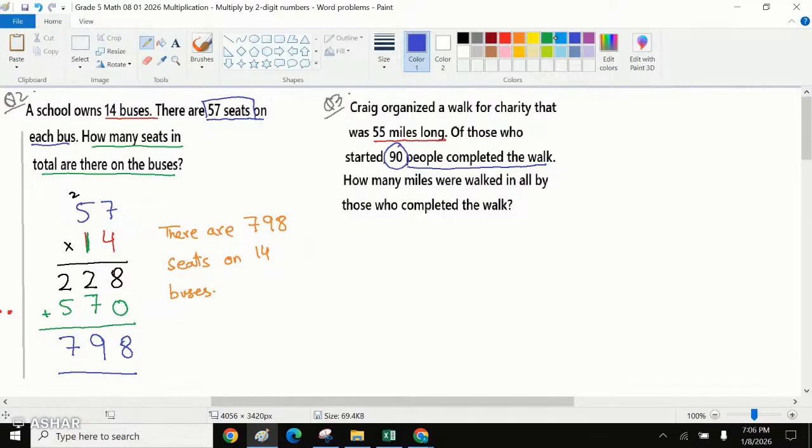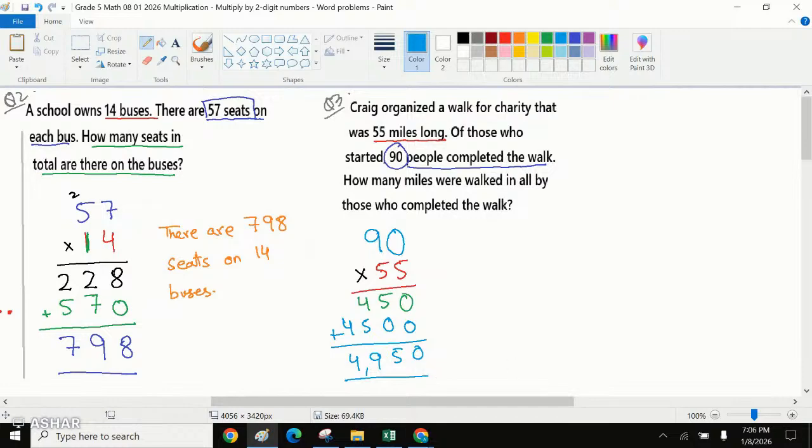So can we say 90 is multiplied by how much was one walk? It was 55 miles long, right? So when we multiply, 0 times 5 is 0. 5 times 9 is 45. We put a 0 on the units. 5 times 0 is 0, and 9 times 5 is 45. So when we add them together, we get 0, 5, 9, and 4. So this is the total distance that was traveled, right?